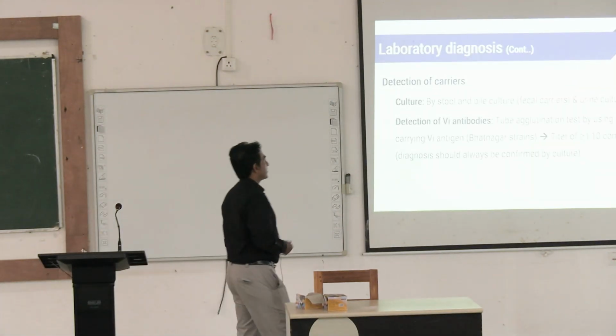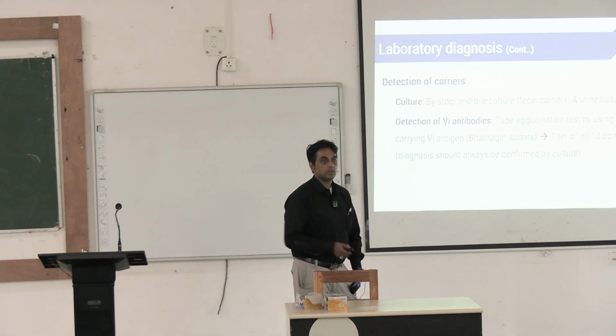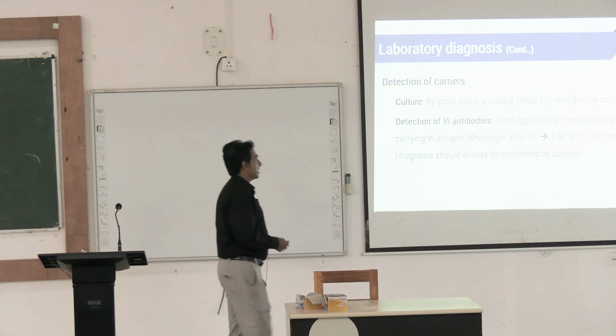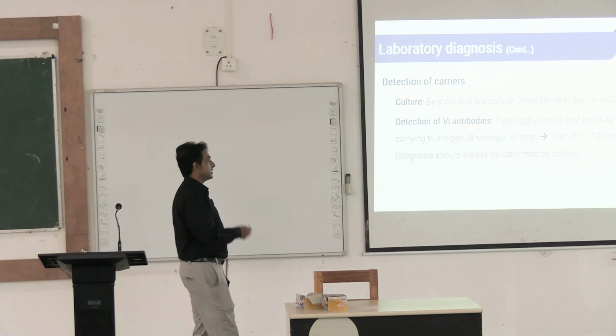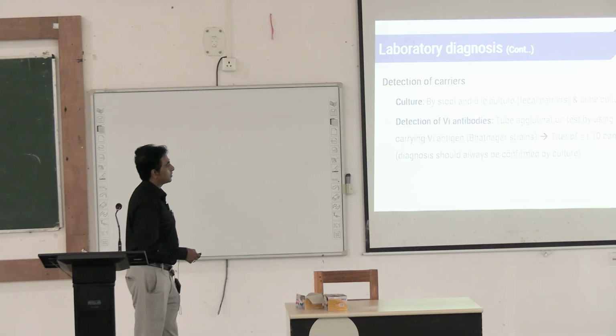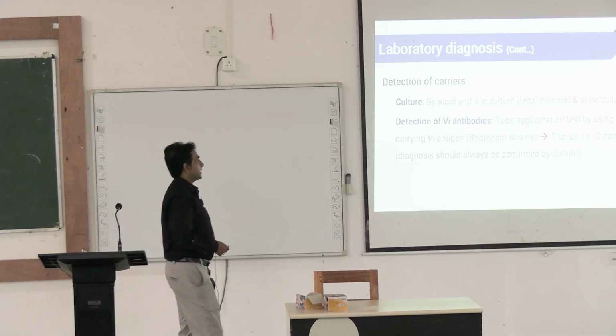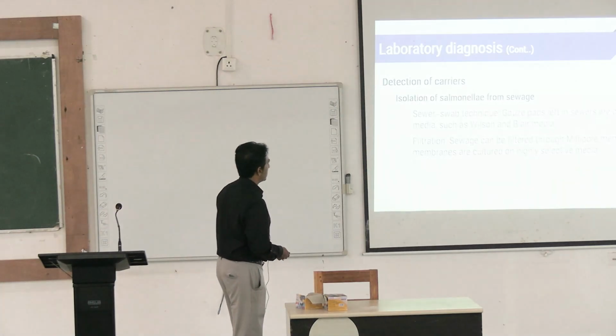And how is the detection of carriers done? By culture, because they are shedding the bacteria in stool and urine. By stool and bile culture for fecal carriers, and urine culture for urinary carriers. Detection of Vi antibodies is done by tube agglutination test carrying the Vi antigen, like Bhatnagar strains. A titer of more than 1:10 is considered significant.